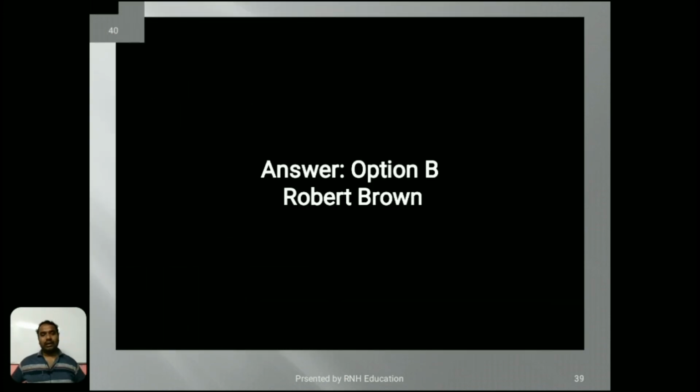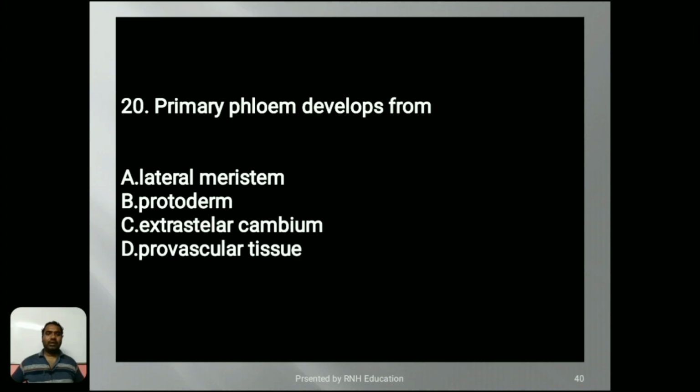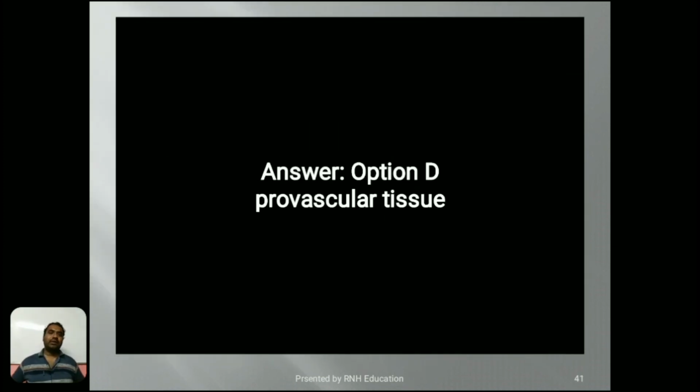Now the next question, that is number 20. Primary phloem develops from. Options are A, lateral meristem, option B, protoderm, option C, extracellular cambium, and option D, provascular tissue. If you have any problem understanding the terms of this biology, you may please consult a dictionary. Okay. So the answer is option D, that is provascular tissue.